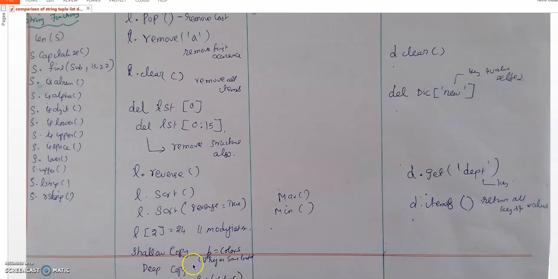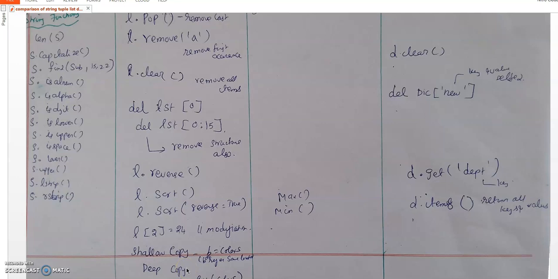Okay, how to create the shallow copy of the list: by assigning the list name to some other variable. So both variables point to the same location. Okay, so deep copy means a separate list.